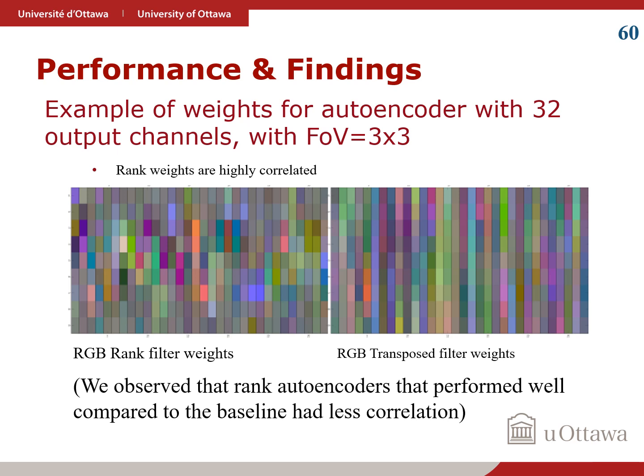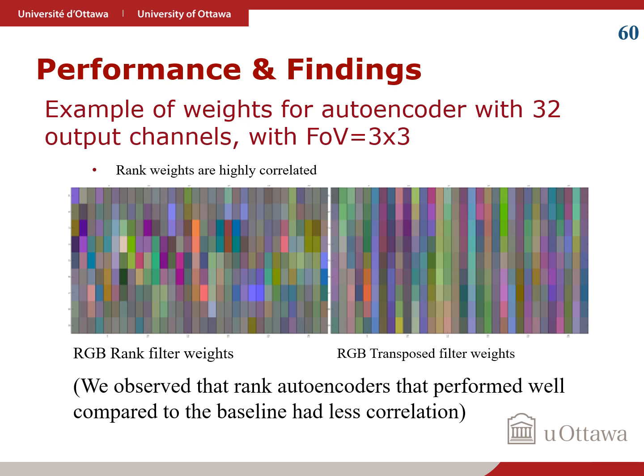You can see here that rank filters are highly correlated. This is an example. On the left, you have rank filter weights, and you can see a pattern. The 3x3 weights were arranged in a column, and that does make sense because there is no geometrical information in rank filters. It's only about the size.